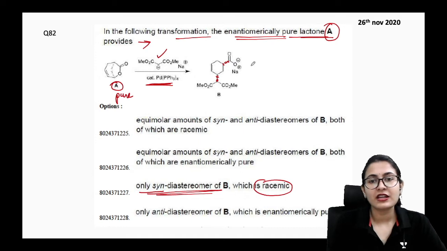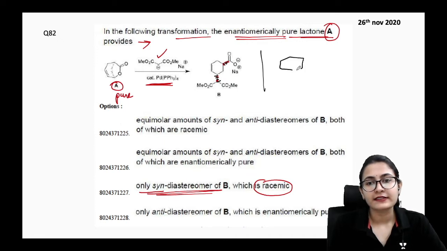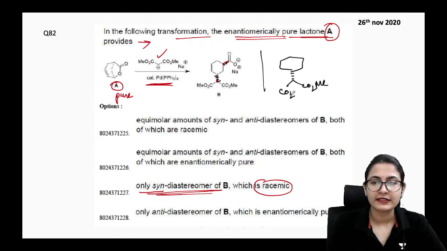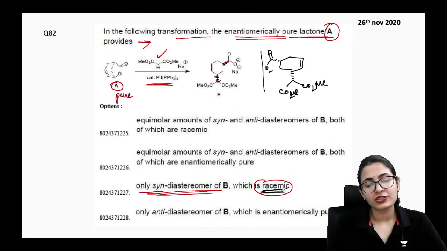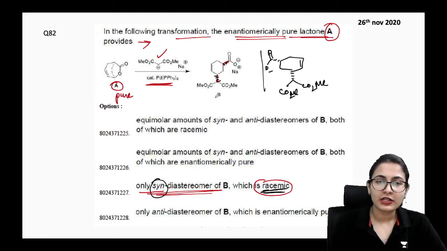Yes, let's say this is one of the products in which both of them are below the plane. The other product is going to look like this, because both of them will end up on 1-3 position to each other by both the attacks. Try the attacks by yourself, guys. It is very, very important. So they are going to be like this. Okay, that is why racemic mixture, two different attacks are possible. Syn diastereomer means that both the groups are on the same side. So this is the correct answer.